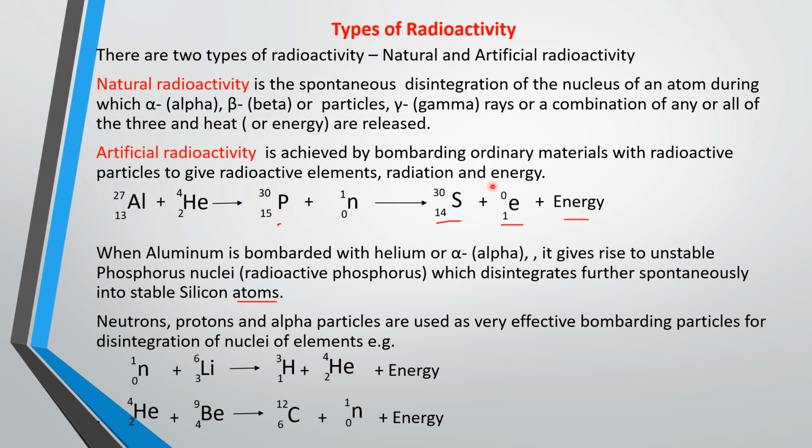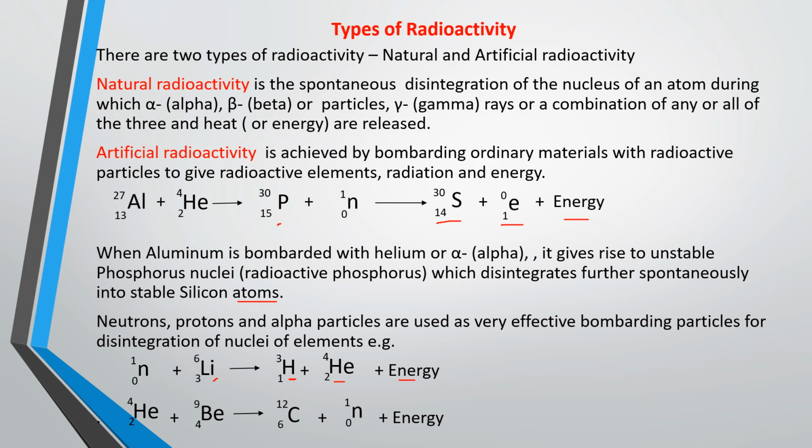If you look at this example, you see that the neutrons, the protons, and alpha particles are used as very effective bombarding particles for disintegration. They are used as very useful particles for disintegration of nuclear elements. So if you look at this, this is lithium. When a neutron is used to bombard lithium, you have hydrogen and then an alpha particle plus energy that is yielded.